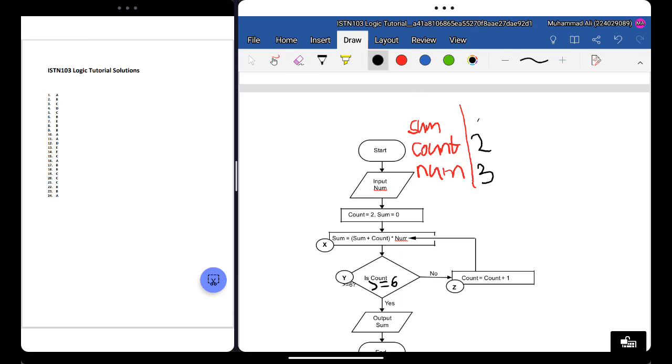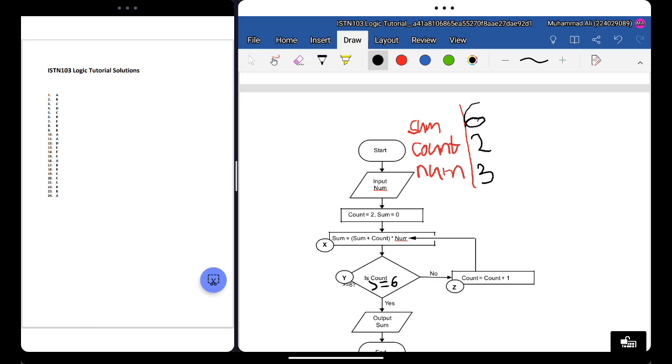Okay, count is 2. Sum is 0. Sum is equal to sum plus count times num. So 0 plus updated count, which is 2, times num, updated num is 3. 2 times 3 is 6. So sum is 6. If I had 0 before, I can erase it and put 6. Is count greater than or equal to 6?